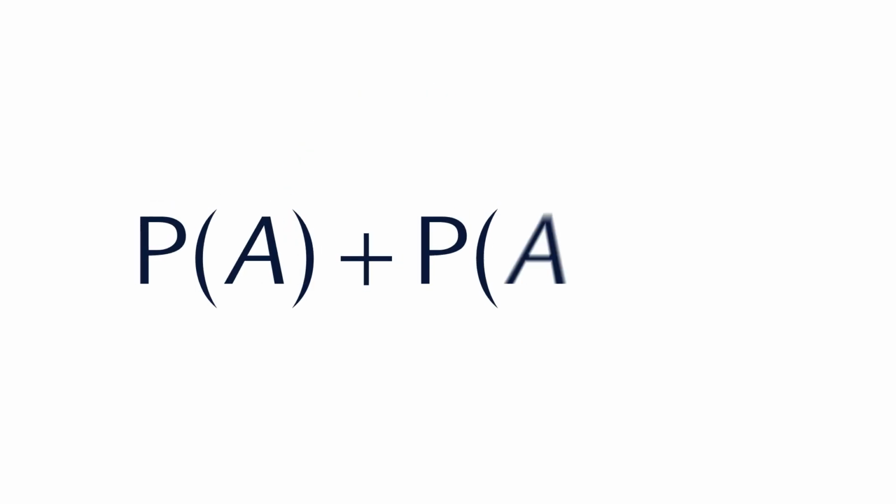Recall that the sum of the probabilities in a sample space is always equal to 1. That means the probability of A plus the probability of not A would equal 1. This is because any outcome has to be included in either A or not A.